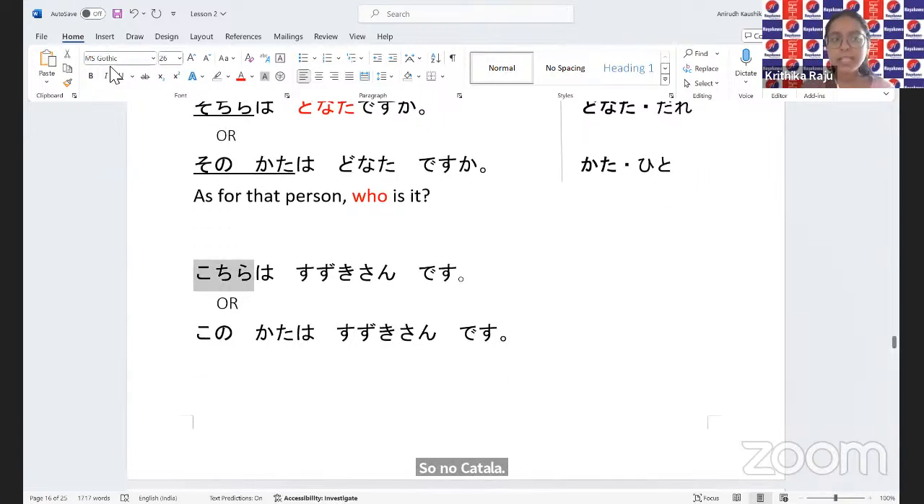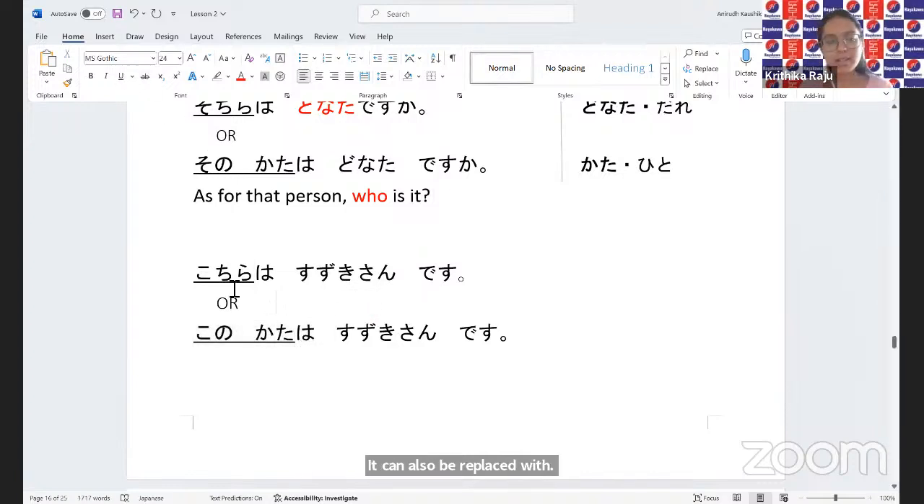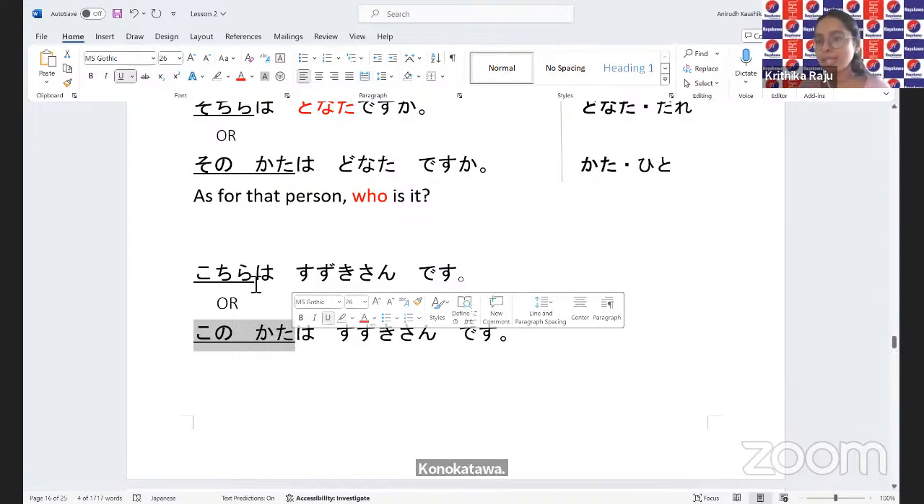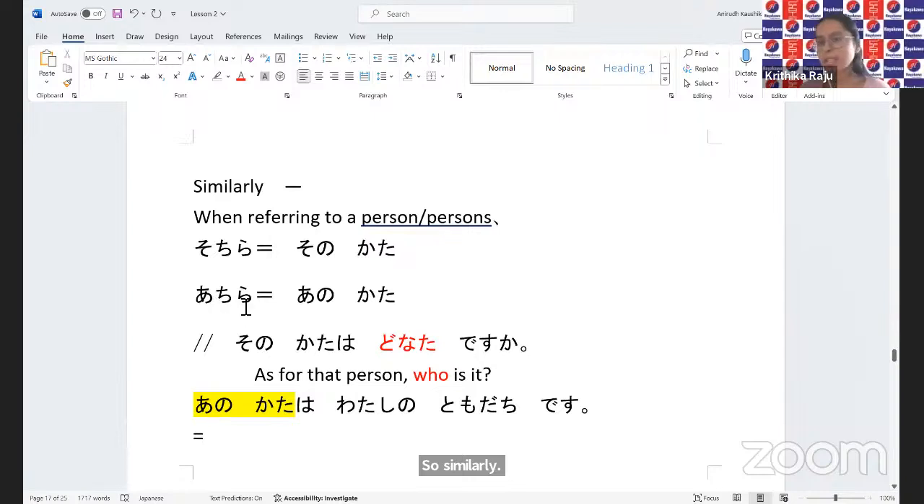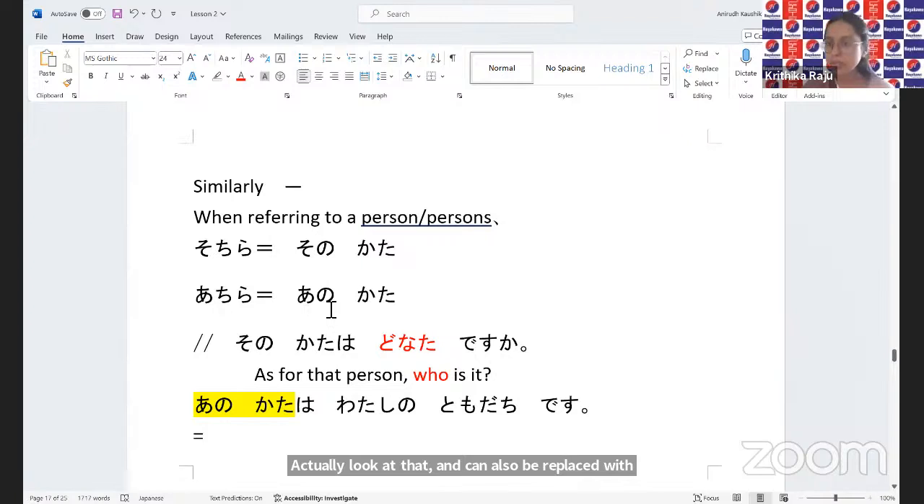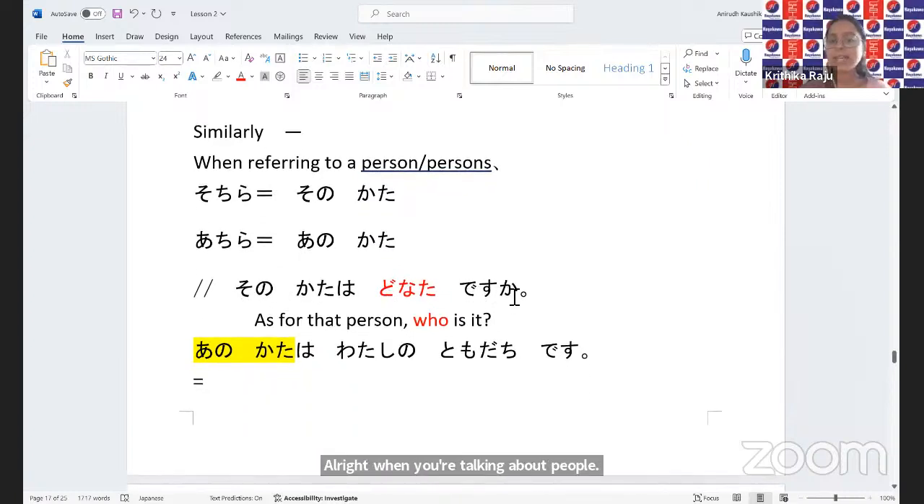Similarly, kochira, when it is used to talk about people, translating to this person, can also be replaced with kono kata. Here you're using the fourth set, kochira, but you can also use the second set, kono, and immediately follow it with the noun kata, which means person. Kono kata wa Suzuki-san desu. Kochira wa Suzuki-san desu. Similarly, achira can be replaced with ano kata to refer to somebody who is away from both the speaker and listener, when you're talking about people. Okay, sono kata wa donata desu ka? What does this sentence translate to?